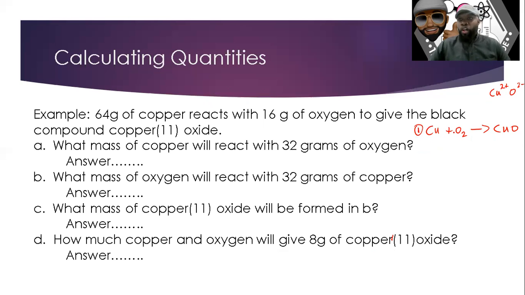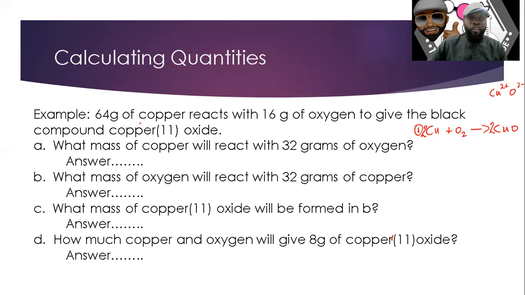Okay, moving on. So here we've got 1 copper, so my coppers are fine. My oxygen, I've got 2 oxygens there and 1 oxygen there, so I need to balance my oxygen by adding 2 there. And my copper, now I need to add 2 there in order to balance my copper. So I've got a balanced equation.